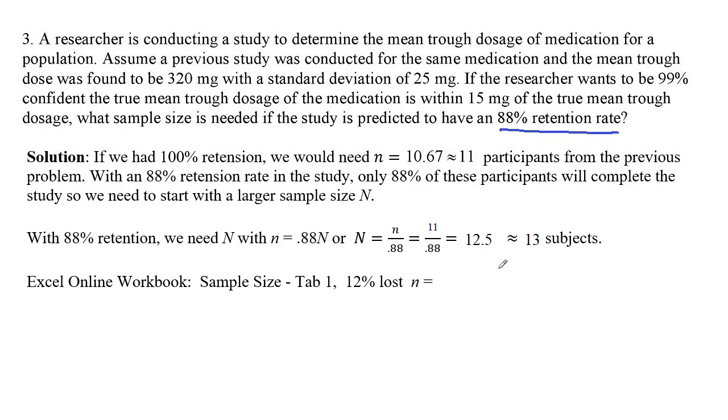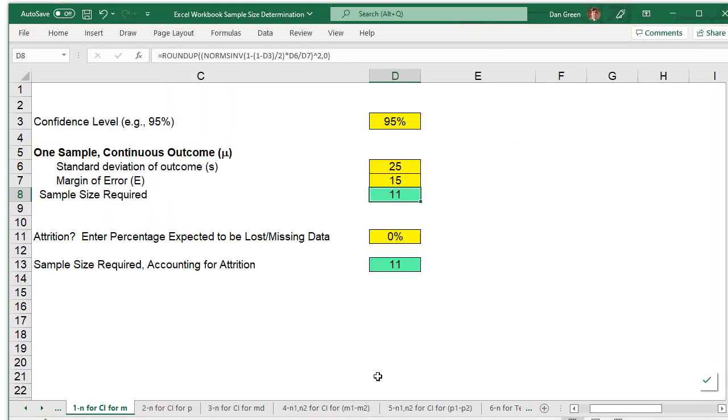We can also do this with the Excel online workbook, that same tab, tab 1. All we do here is enter the expected amount to be lost. Well, if 88% is retained, that means that 12% is lost, and there's our 13.